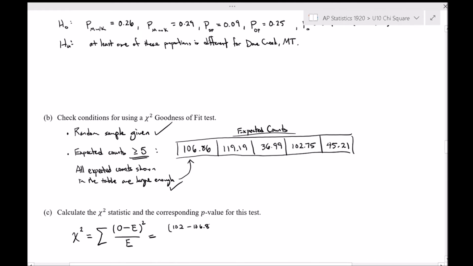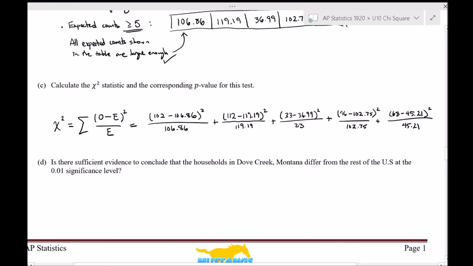minus 106.86. Let me go ahead and fast forward to having this written all in already. Okay, so that's what that looks like all filled in. Those are for all 5 categories. So it's a sum, because there's 5 categories. 1, 2, 3, 4, 5. So what you're doing is you're carrying out that formula for each category and then adding the results.